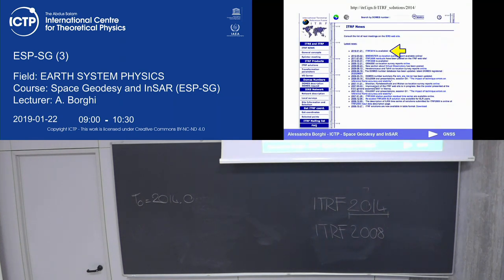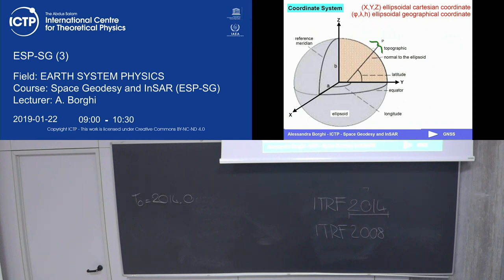We have talked about the reference frame, that is the materialization of a reference system, and we know we also need a coordinate system. In GNSS we use two coordinate systems: the Cartesian coordinates, and the ellipsoidal geographical coordinates, latitude, longitude, and h. Small h means that it is referred to the ellipsoid. So it's a geometric definition, not related to the geoid, do you remember from the last lesson?